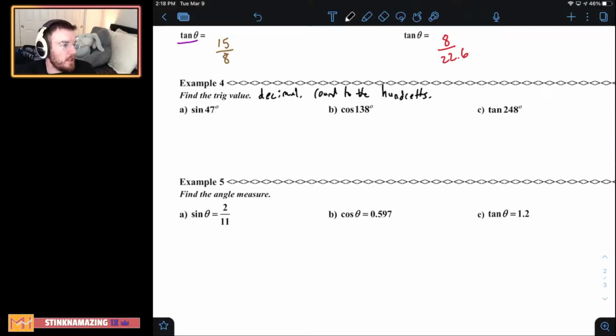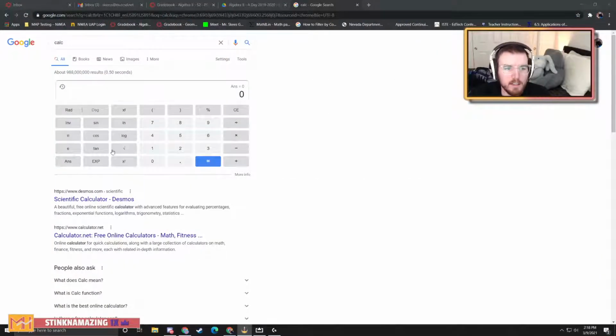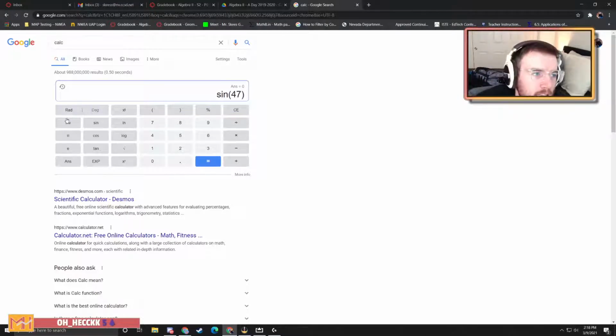So we can just plug into our calculator sine of 47. Now, I need you to realize that there are different units here on our Google calculator. We want to make sure we're in degree mode. You see how that faded out? The degrees is faded. Now it's bolded a little bit. We want to make sure we're in degree mode, and sine of 47 is 0.73.